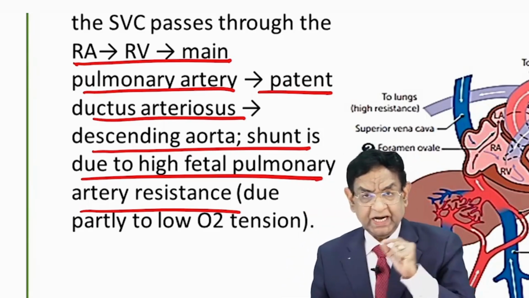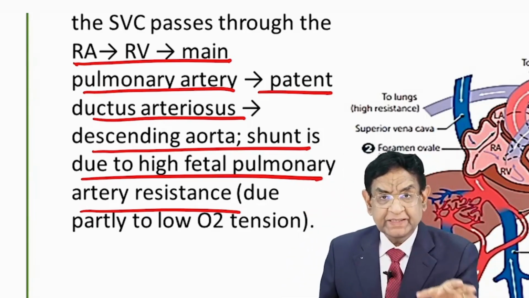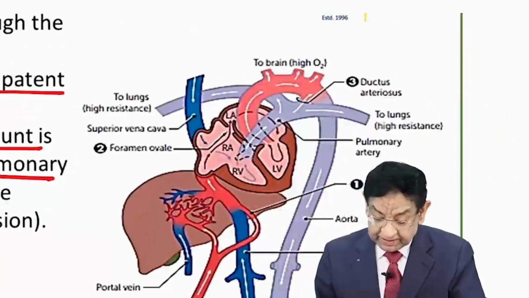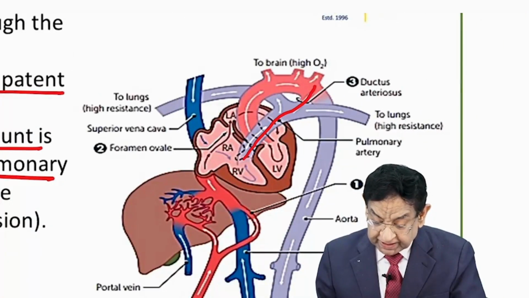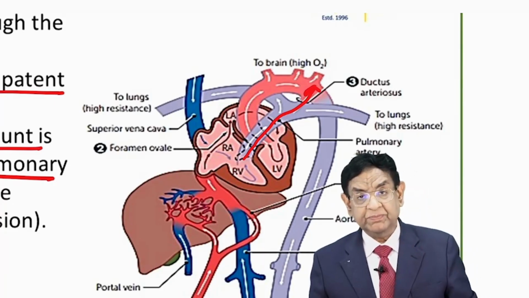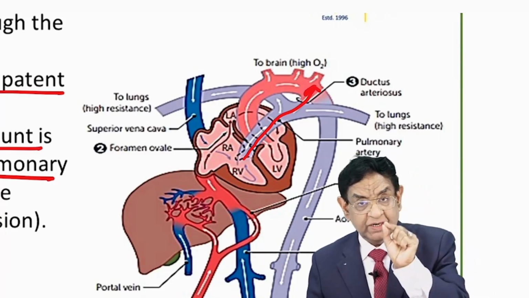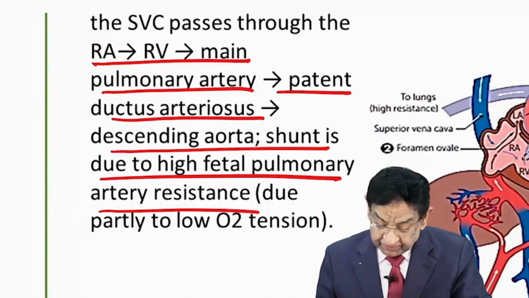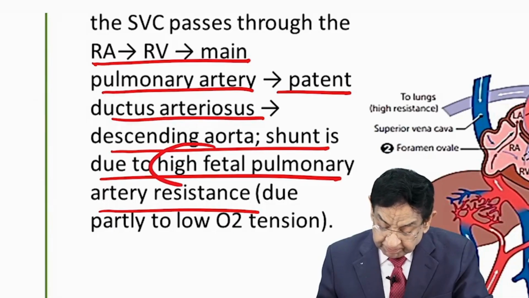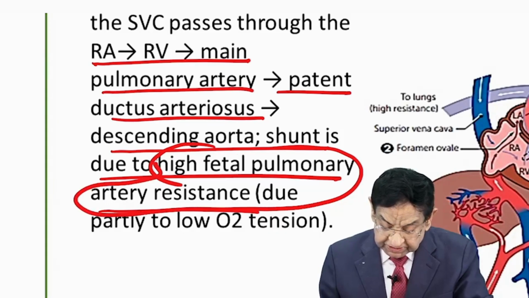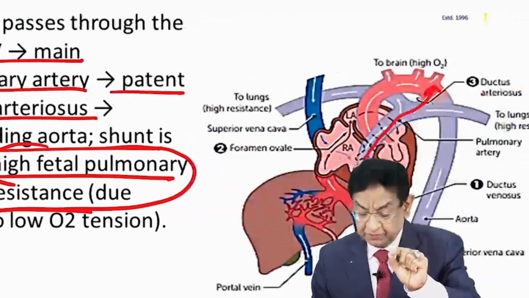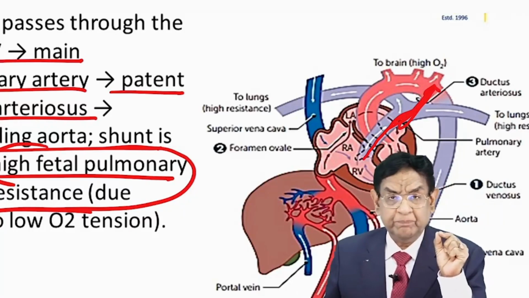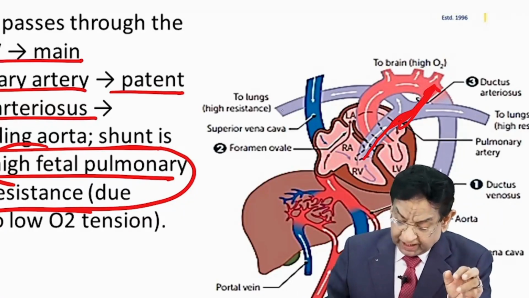Why does this shunt occur? Now comes the question. Why does this happen? Again, go to the basics. Why is the blood entering into the aorta from the pulmonary artery? Now comes the golden line, the word to remember. This is due to very high fetal pulmonary arterial resistance. This is the only thing you have got to remember. So friends, blood is going from the pulmonary artery into the aorta because very high resistance is there.